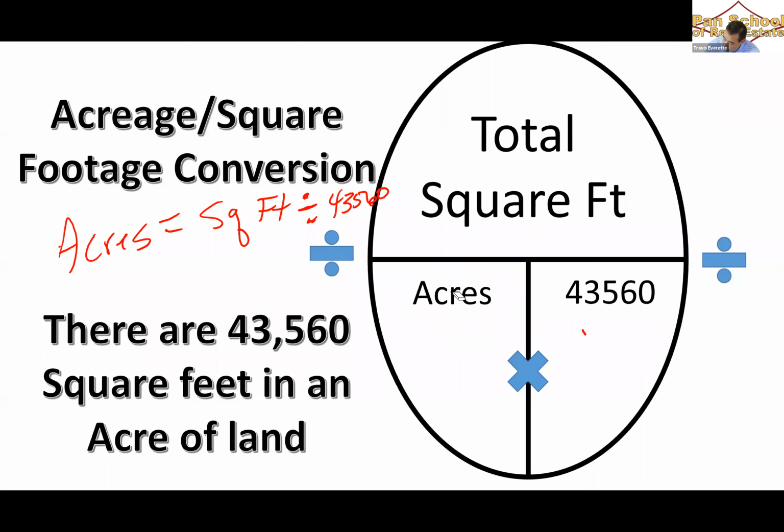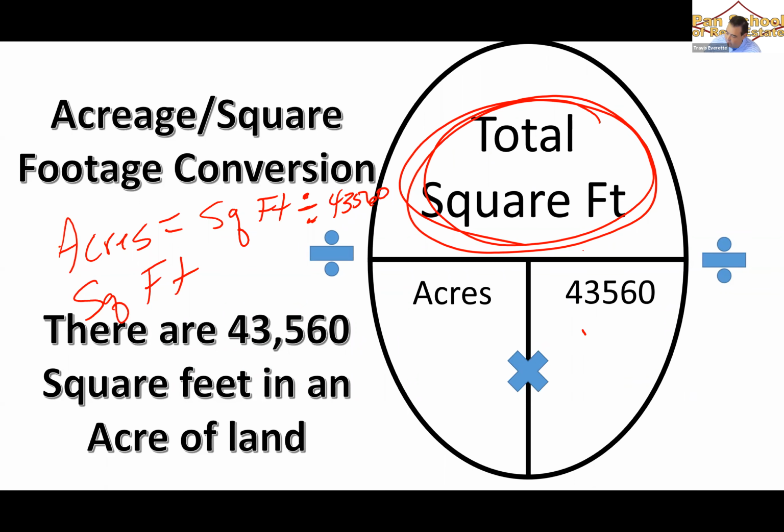Well, let's say I want to know square footage. So they're asking me for this. This is what my final answer is. What does the T-bar say my math is going to look like? Acres times 43,560. The number of acres times 43,560.